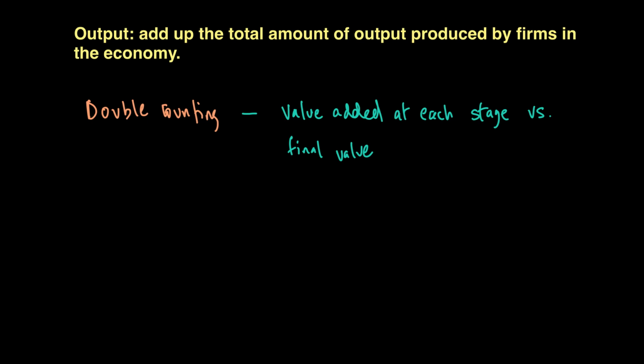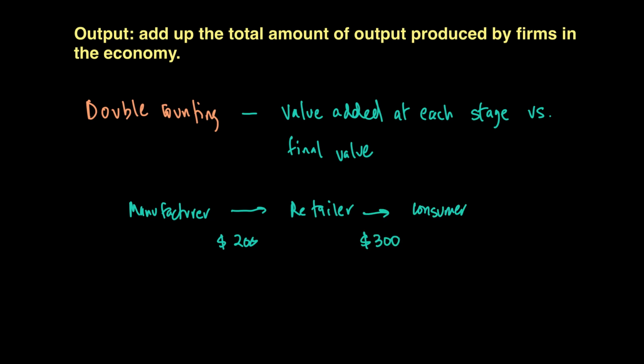For example, if a manufacturer sells a television to a retailer for $200 and the retailer then sells it to the consumer for $300, the television has not added $500 to the GDP. In fact, the final value is only 300, and the value added at each stage is 200 by the manufacturer and 100 by the retailer, which also comes to 300. So what we do is either we look at value added at each stage, which is 200 plus 100, or just the final value, which is 300.